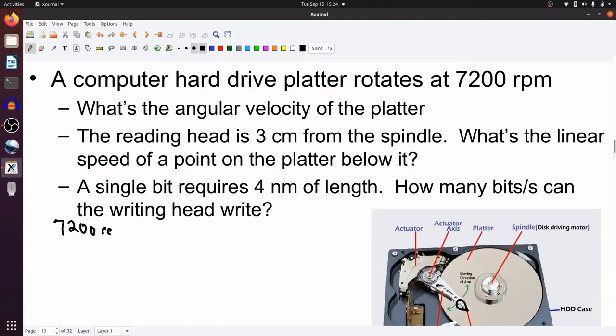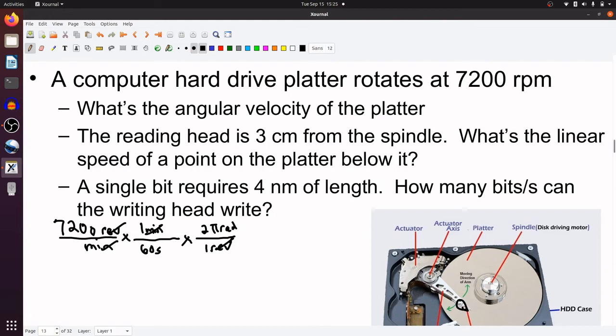So that's 7,200, say, revolutions per minute. And let's get it to revolutions per second. So for every 1 minute, there are 60 seconds. And let's get that from revolutions to radians. So for every 1 revolution, there are 2 pi radians. There we go.